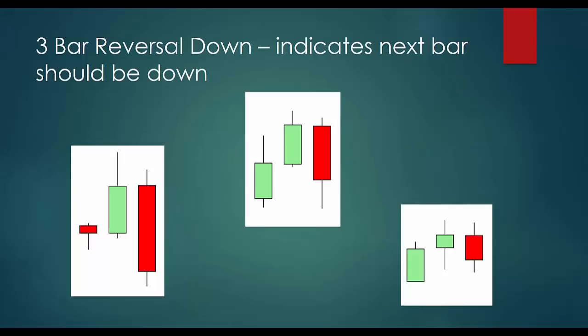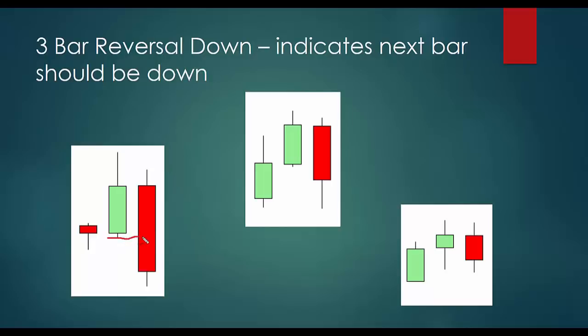Now, a three bar reversal down indicates that the next bar should be down. If the bar closes below the low of the middle bar, then that is a stronger three bar reversal. It's actually called a three bar pivot, okay? Or a pivot high. In other words, this bar made a high, this one was lower, but it also closed below the low of the previous candle. And that's really important to understand where that close was, because it could be the difference between a really good trade and not so good trade.